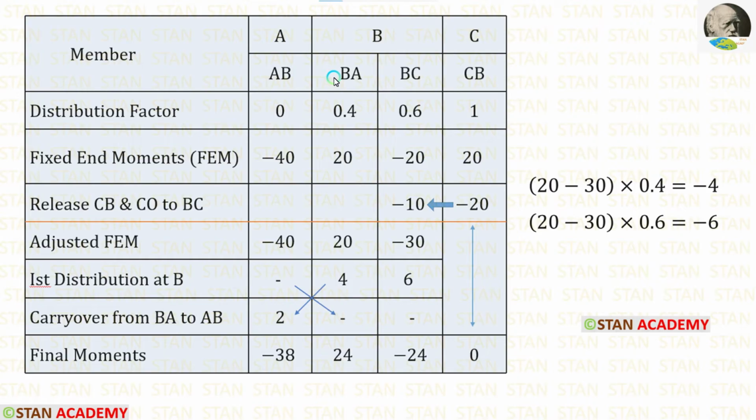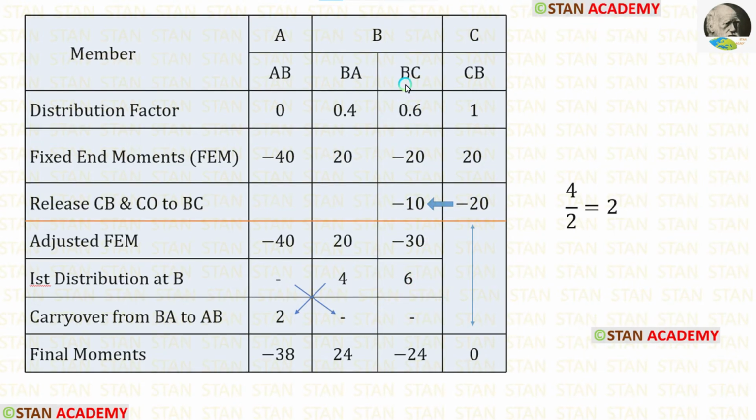Now let us do the distribution for BA. For that, we have to add these two values and then multiply with the distribution factor at BA. When we do that, we are getting minus 4. Since we got a negative value, we have to enter inside the table as positive. Now let us do the distribution for BC. For that we have to add these two values and then multiply with the distribution factor at BC. When we do that, we are getting a negative value. So we are entering inside the table as positive.